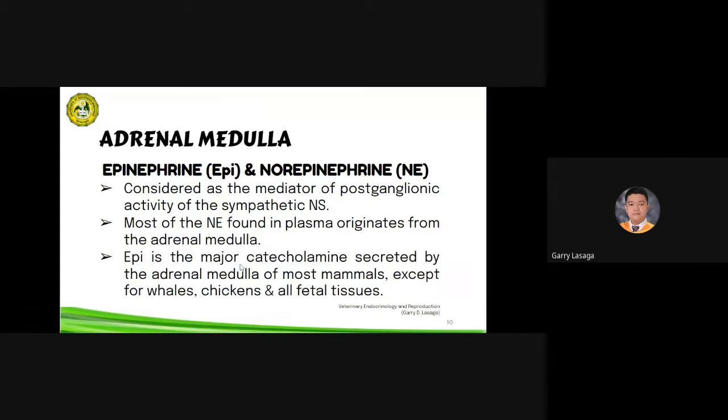So epinephrine is the major catecholamine secreted by the adrenal medulla of most mammals, except for these species: the whales, chickens, and all the fetal tissues. When we say majority, about 80% of the catecholamines produced by the adrenal medulla is epinephrine, and the other 20% is norepinephrine. Epinephrine can be abbreviated as EPI, and norepinephrine can be abbreviated as NE.